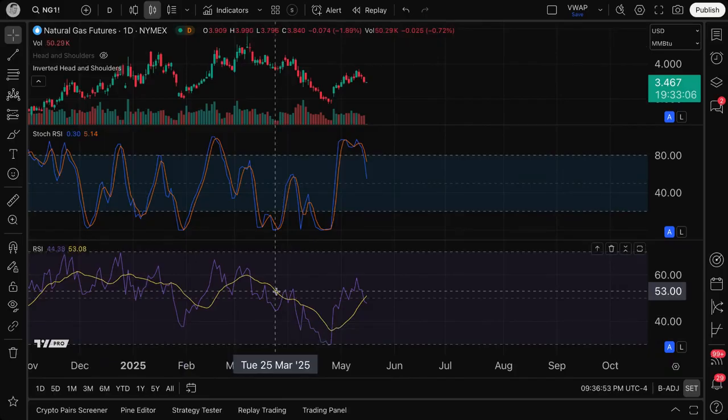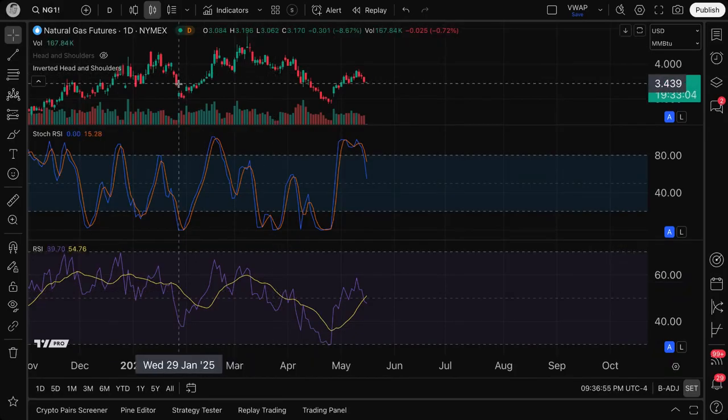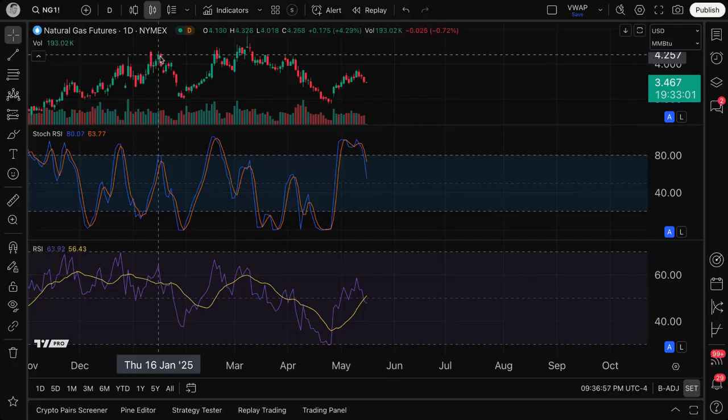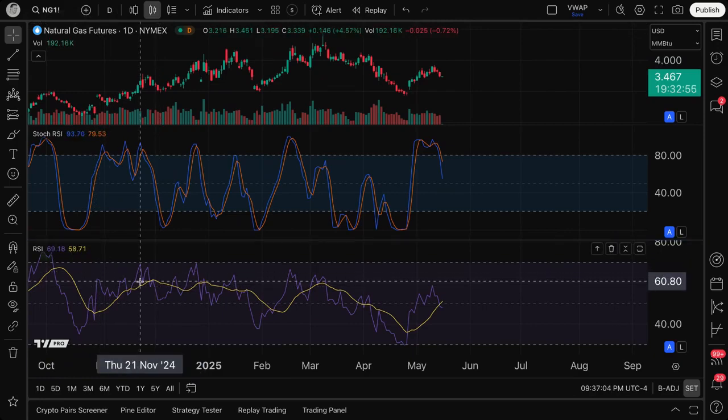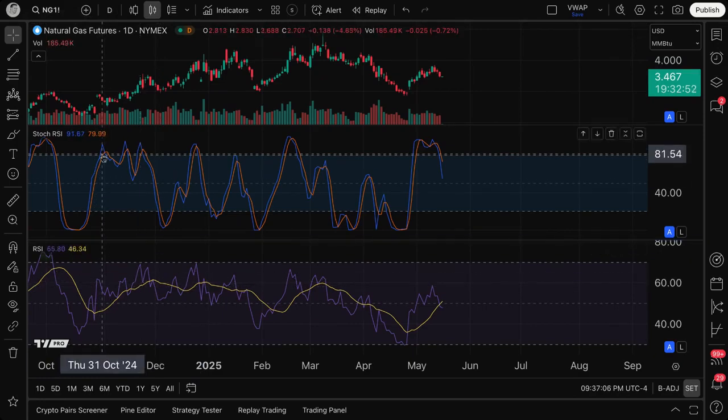Now, as a quick refresher, I've got this chart here of natural gas. I'm going to delete these two pattern charts here. So I've got this chart of natural gas futures. I'm on a daily chart. I've got RSI down here at the bottom and stochastic RSI down here at the top.